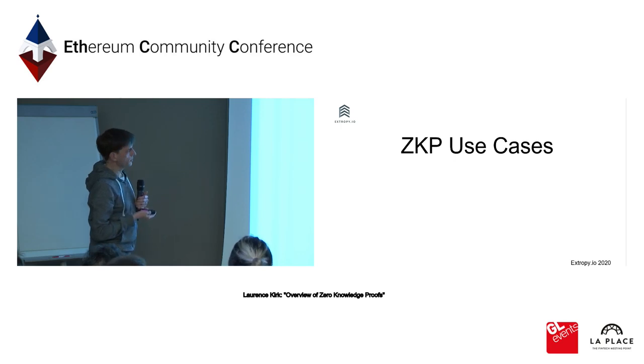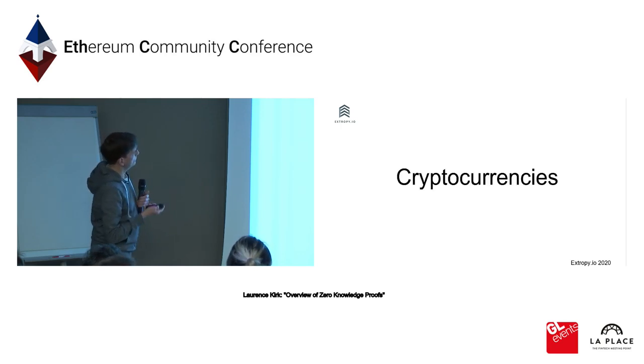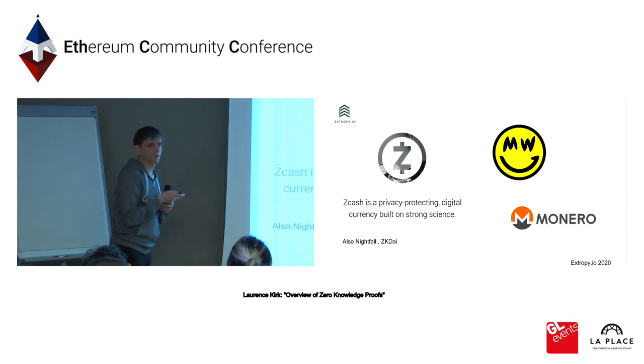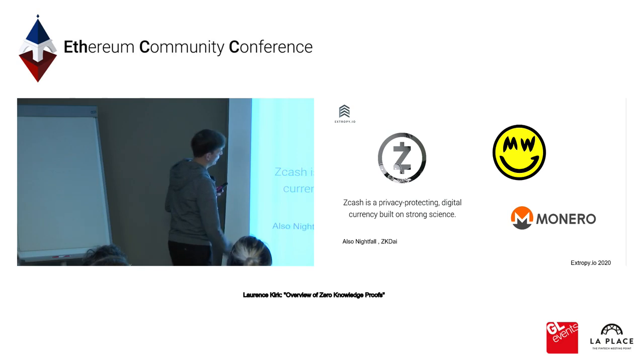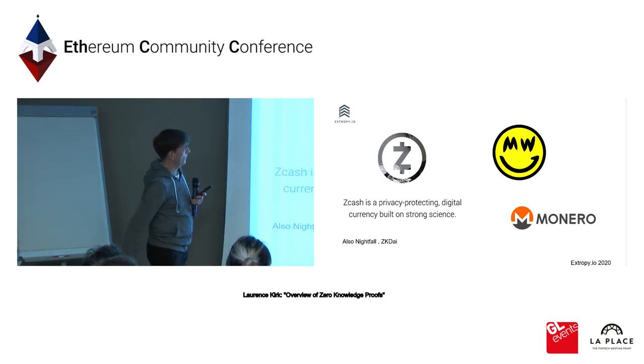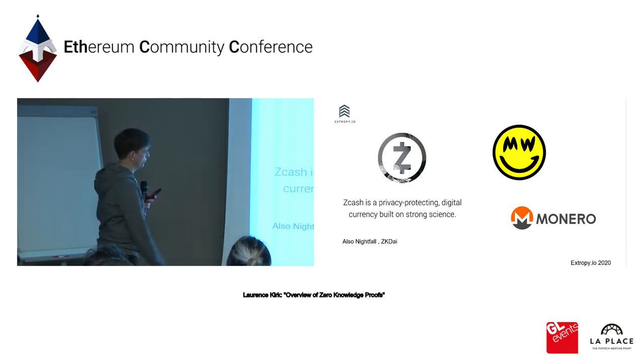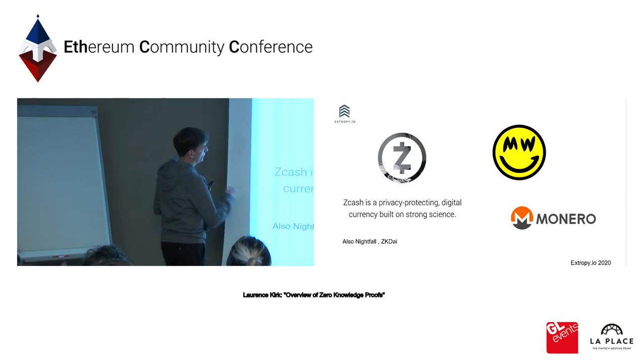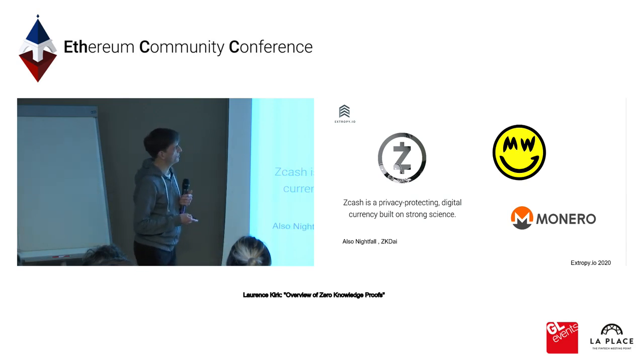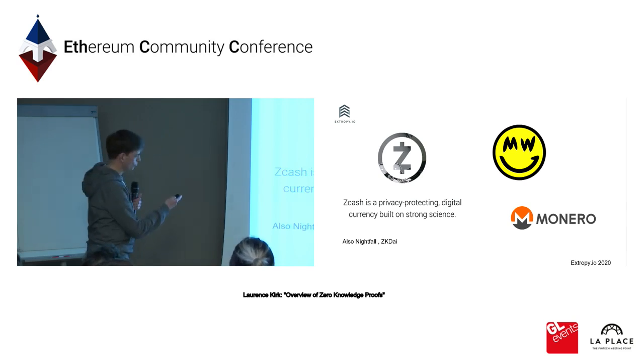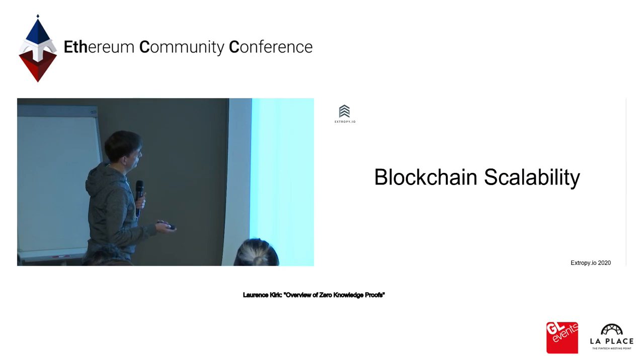If we go to use cases now, obviously cryptocurrencies, perhaps the one that people will know best: Zcash, Grin, Monero. Grin and Monero are using Bulletproofs. But also Nightfall from Ernst & Young and ZK-Dai, all using some aspects of zero knowledge. And as a use case, it's been a fairly successful one. But there are other ones.